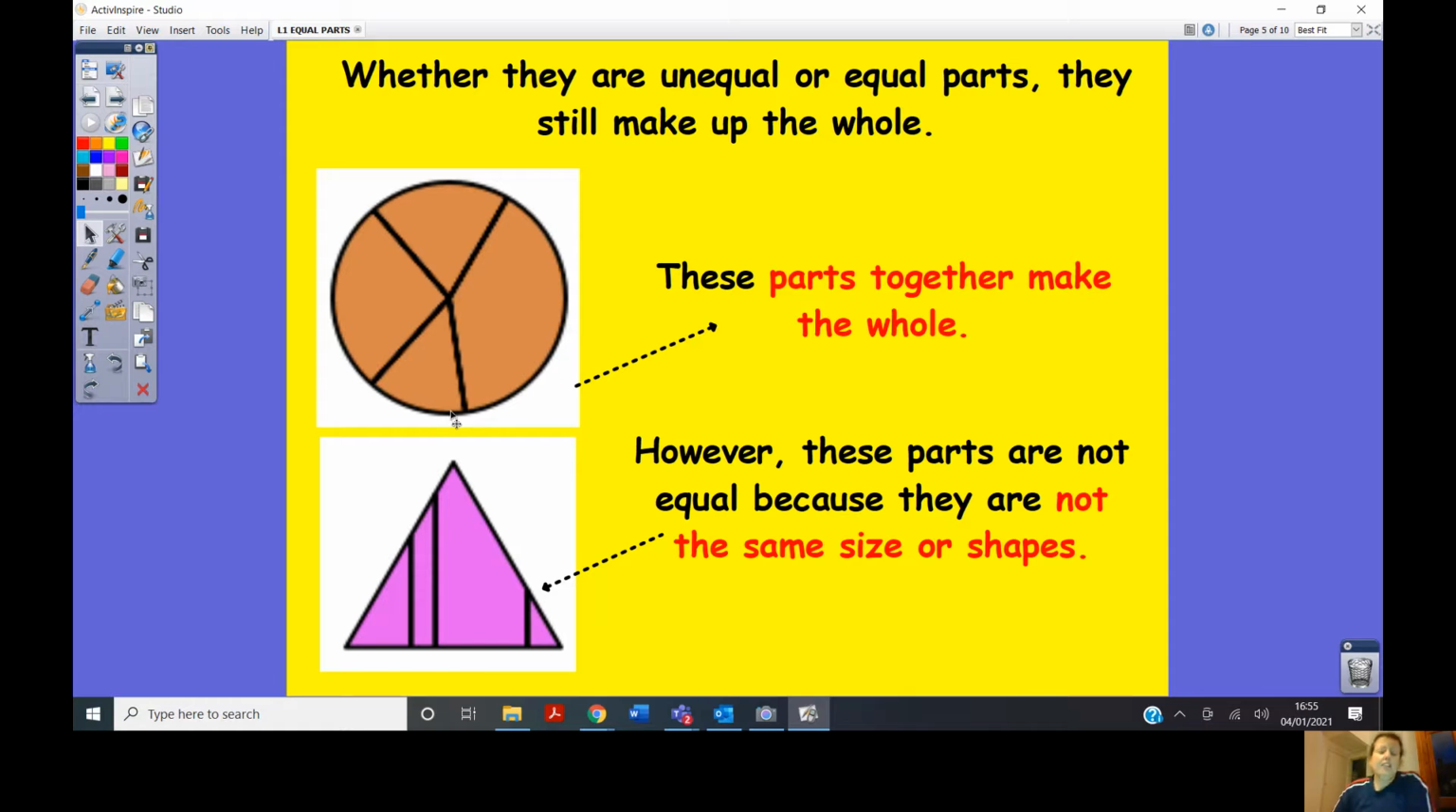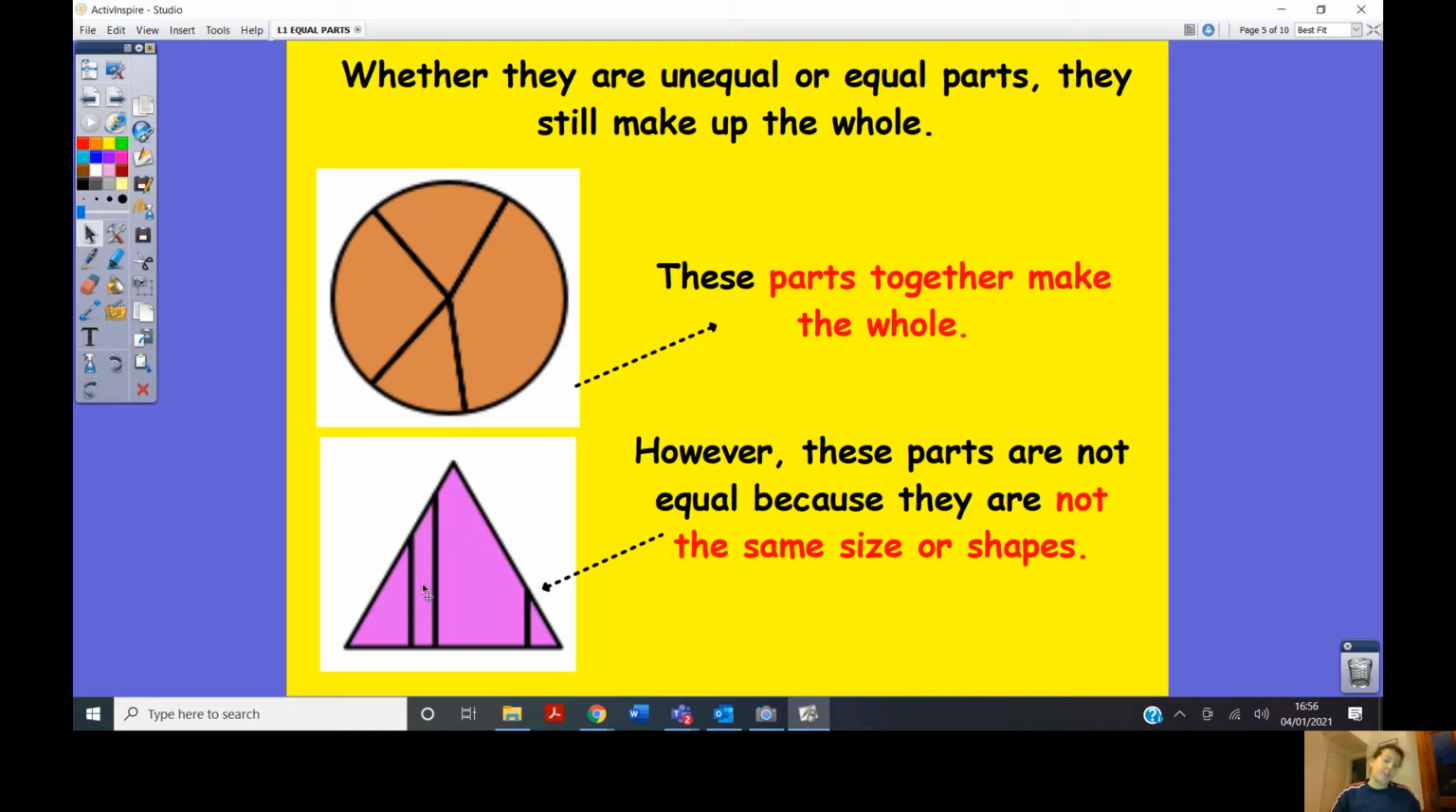Imagine this is your pizza, and for example, your brother might eat the most because he's big and strong and likes eating pizza. Your mum might eat a little less because she's not that hungry, or maybe you've got a baby brother or sister and they don't have a big appetite. You might have this part, and the dog might get this part. All those slices of pizza add up to make 1 pizza, but they're not equal. You're not all getting the same amount. In this case, with this triangle, they're not even the same shape.